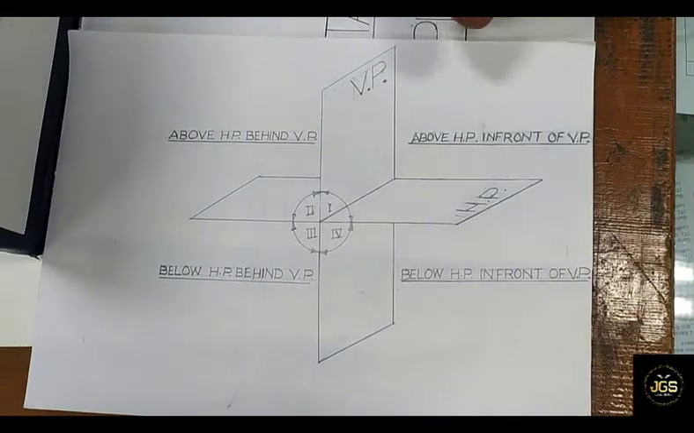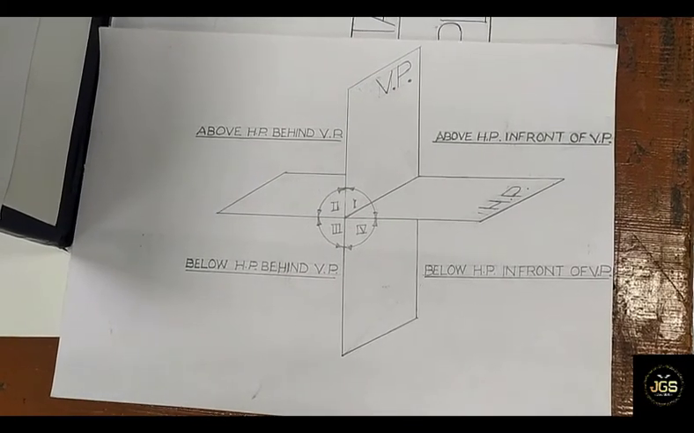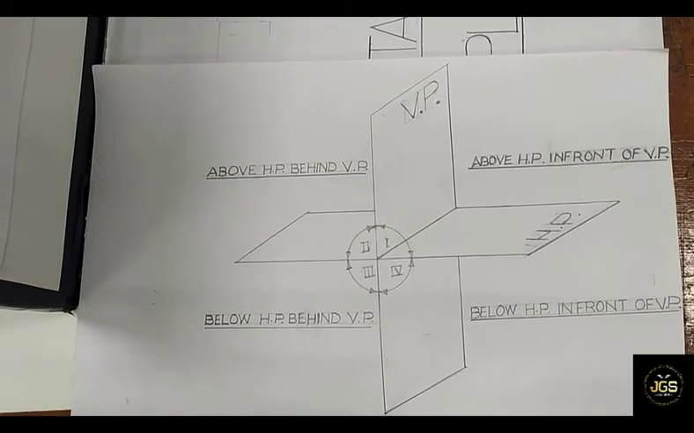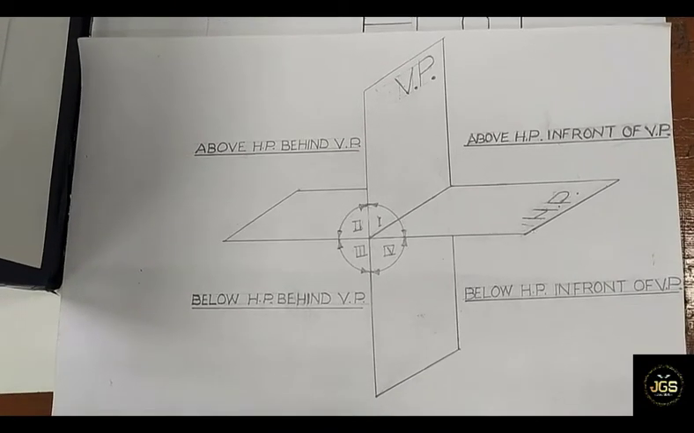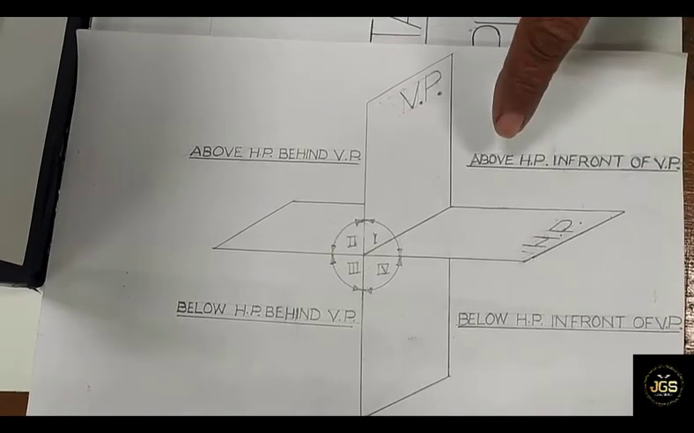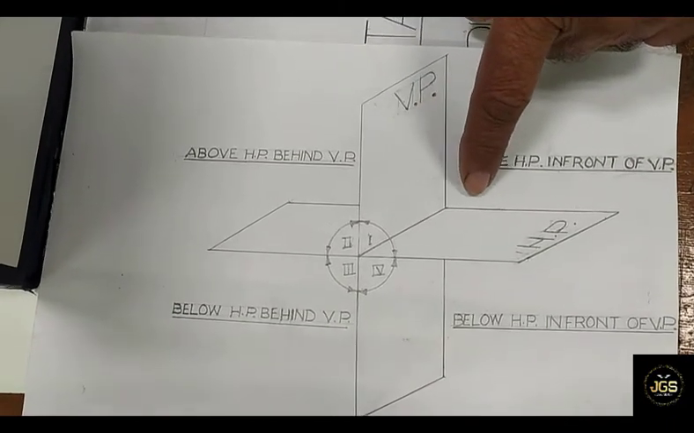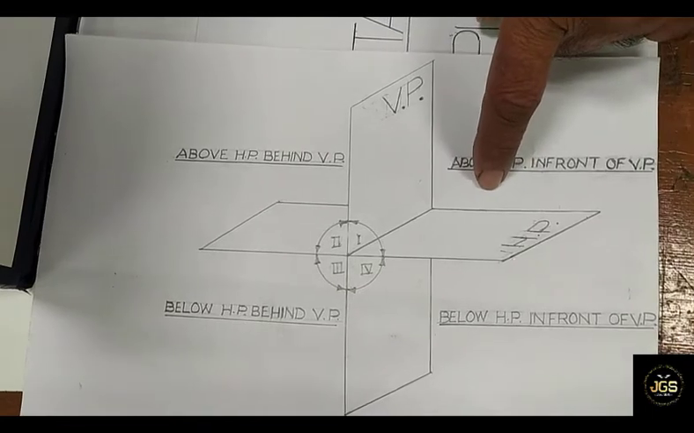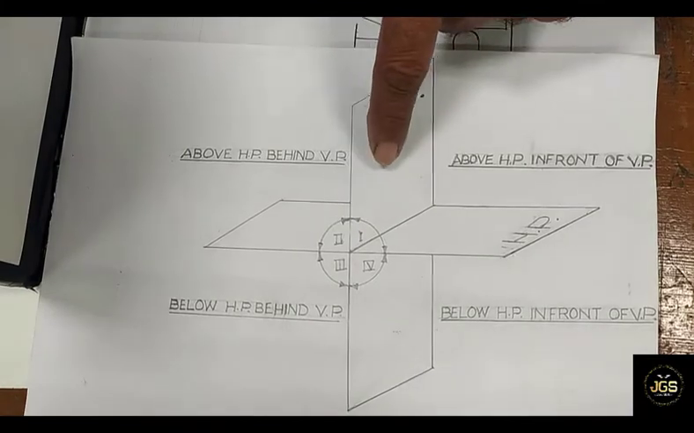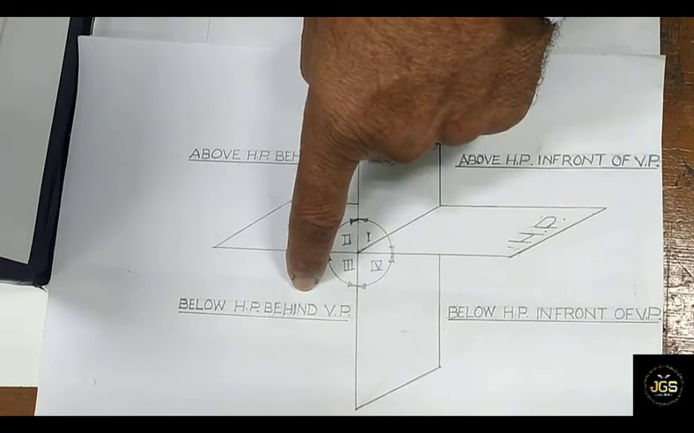I can place the object in any of the quadrants. I mean to tell, the object may be situated in any one of the quadrants, its position relative to the planes being described as above. If it is placed in the first quadrant, I can say this is above the horizontal plane, in front of the vertical plane, or behind the vertical plane, or below the vertical plane.